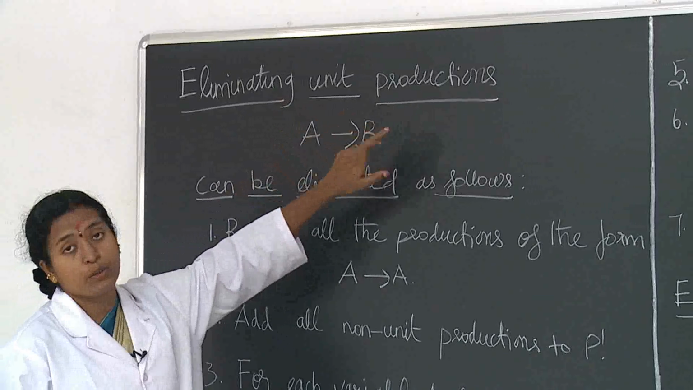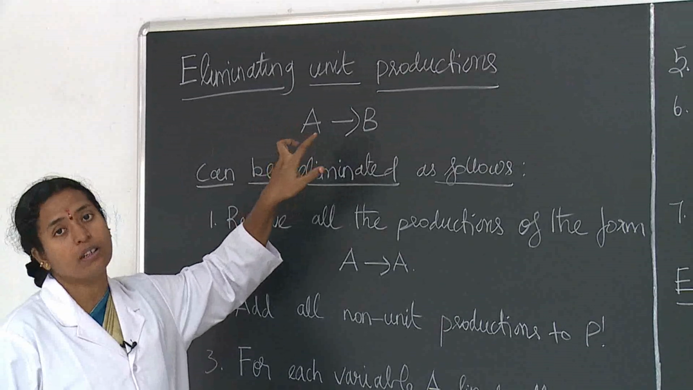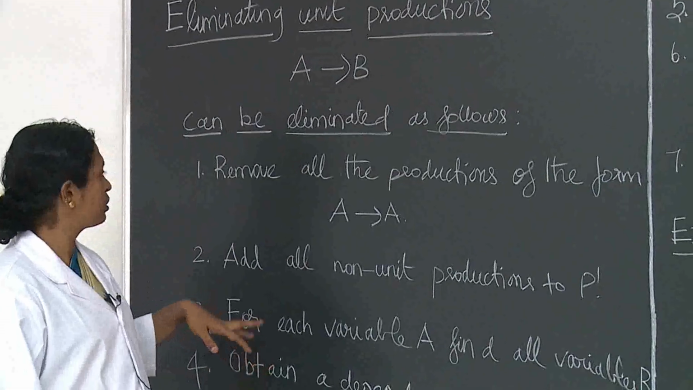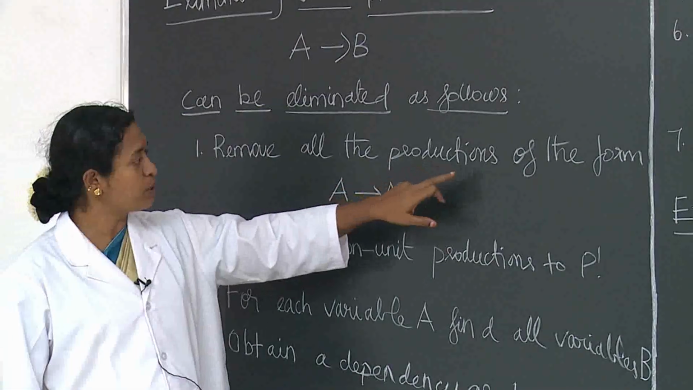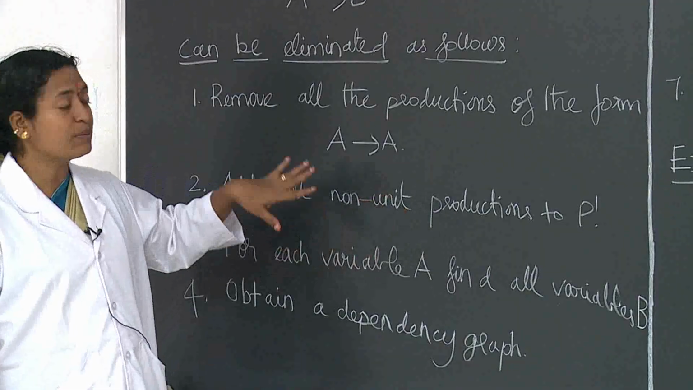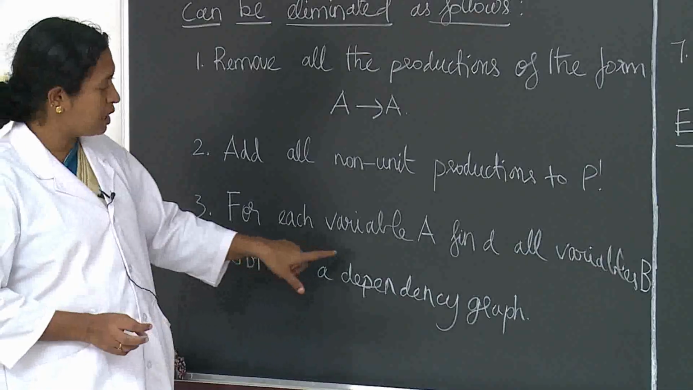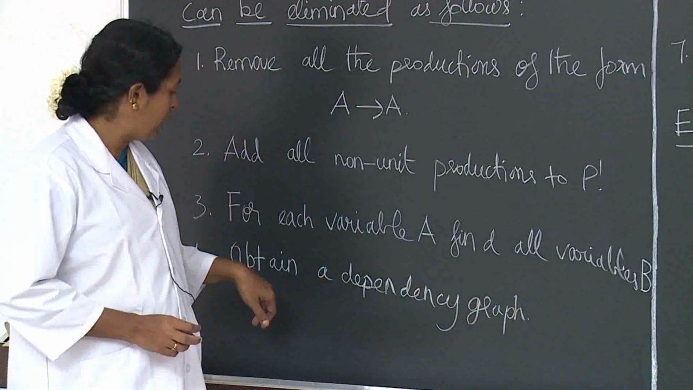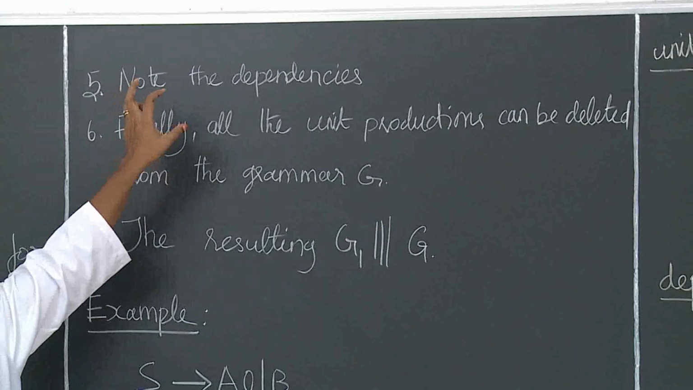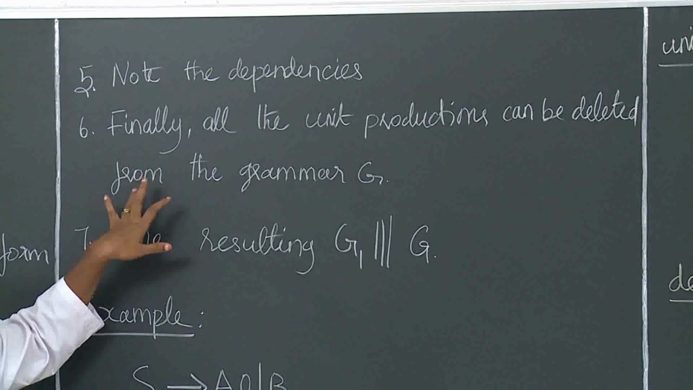You can now see how to eliminate unit productions. First, what is a unit production? If the left hand side and right hand side each have only one non-terminal, then it is known as a unit production. This can be eliminated as follows. First we remove all productions of the form A tends to A and add all non-unit productions to P1. That is, we eliminate the unit productions and consider only the non-unit productions. For each variable A, find all the variables B. Then we have to find a dependency graph. Based on that graph, we derive which non-terminals are required and which are not required. Finally, all the unit productions can be eliminated from the grammar.